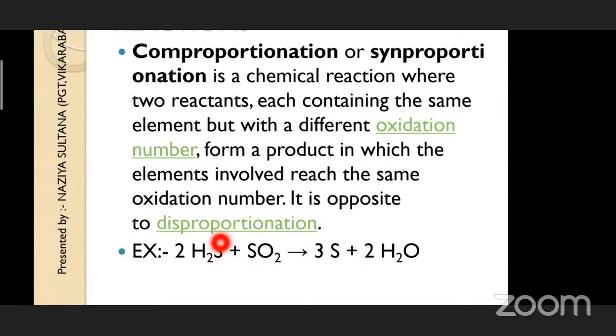These two sulfurs are combining and forming the substance having only one kind of oxidation number. That you have to see. Two different oxidation numbers are combining and forming only one oxidation number. In this way, you can remember. This is comproportionation. Okay.